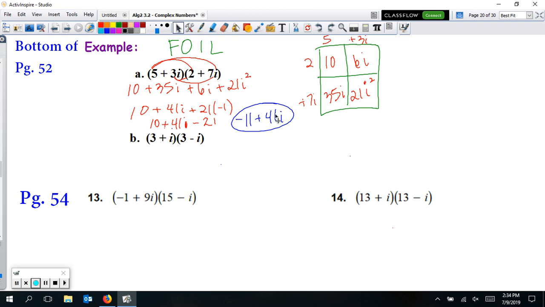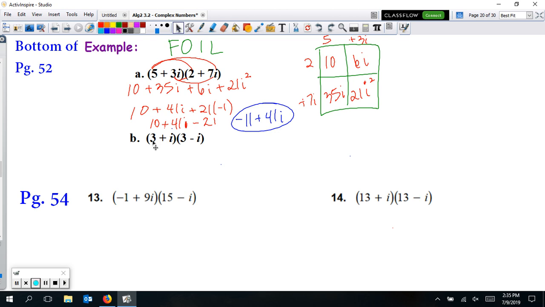Your answer will always end up being a complex number, a real part and an imaginary part, whenever you're multiplying or adding or subtracting, doing any operation with complex numbers. You could also get a pure imaginary number, or you could just get a real number as well. But it's not going to have more than two terms, that's for sure.